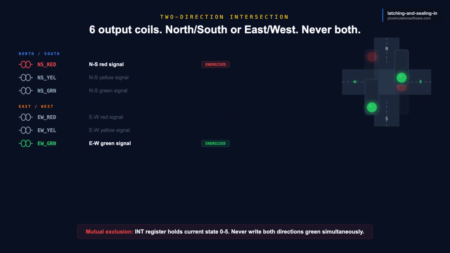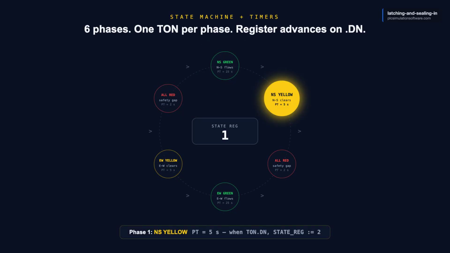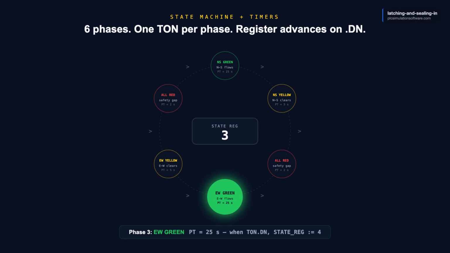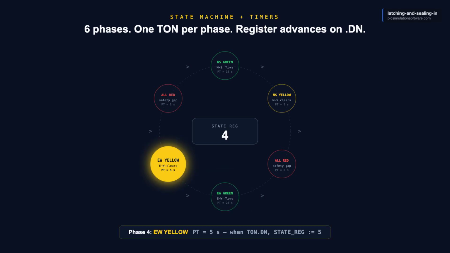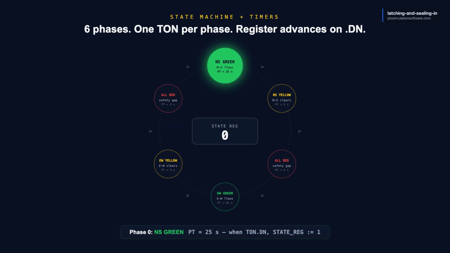The timers drive the phase transitions. Each phase has a TON timer with the right preset. Phase 1 timer has a 30-second preset. Phase 2 timer is 4 seconds. Phase 3 is 2 seconds for the all-red overlap. Phase 4 is 30 seconds. Phase 5 is 4 seconds. Phase 6 is 2 seconds.